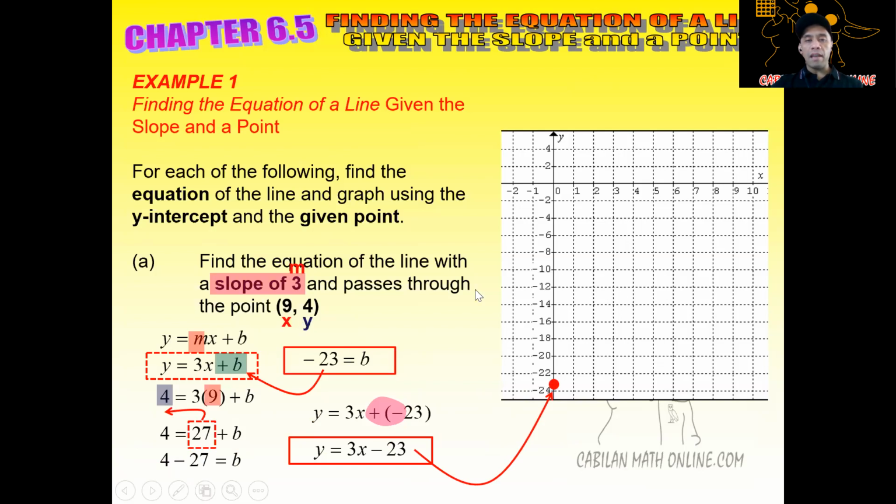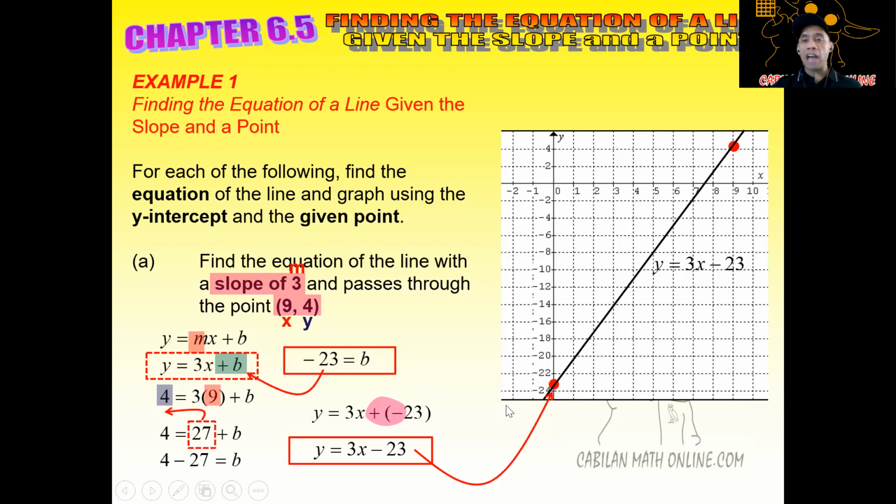So let's plot that. Remember, for 9 and 4, we're going to go right 9 and then up 4, which is up there. And don't forget, connect that with a straight line. So again, as you're writing this down, make sure that the steps are exactly the same. We found the slope, replaced the m, solved for the y-intercept, came up with the equation of the line. And again, this is just another way to graph a line using only 2 points.